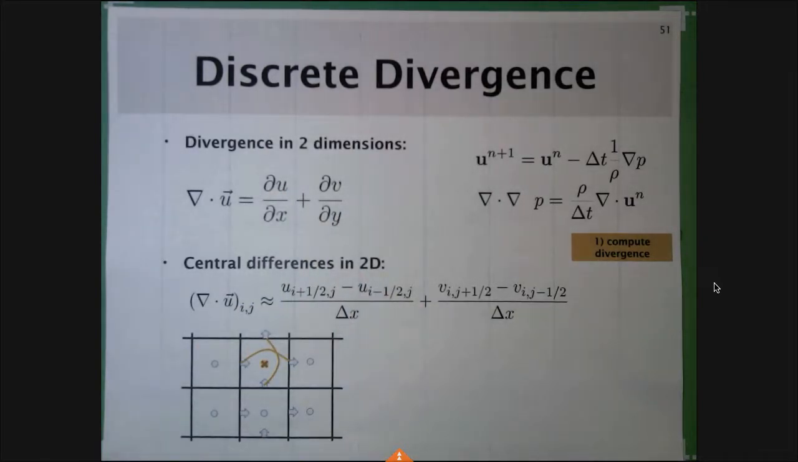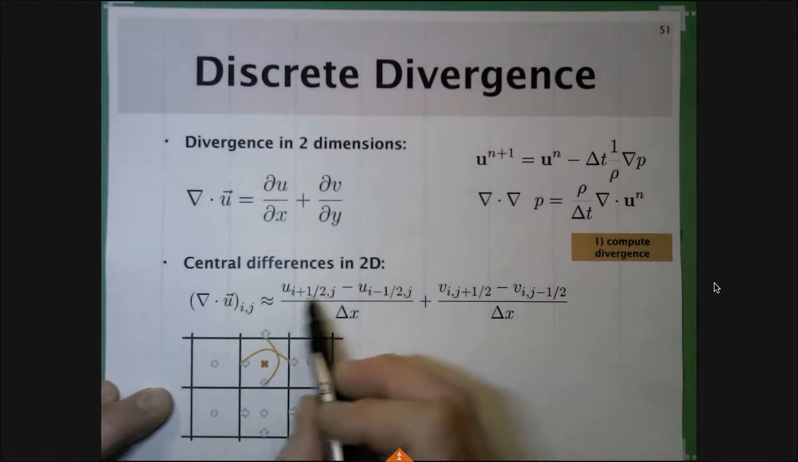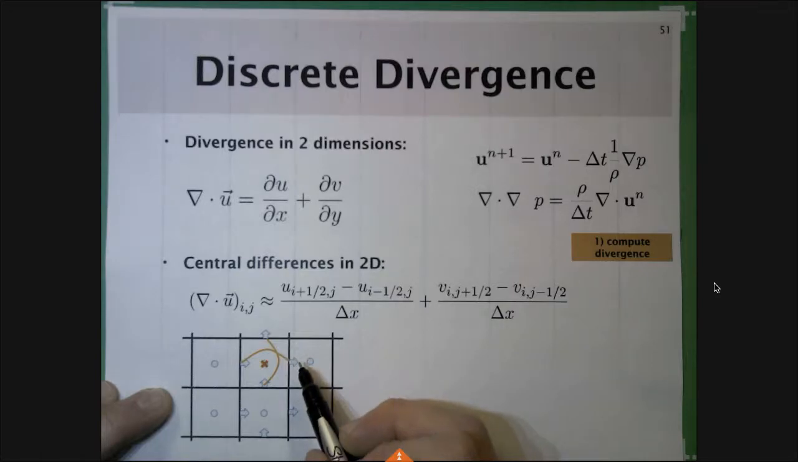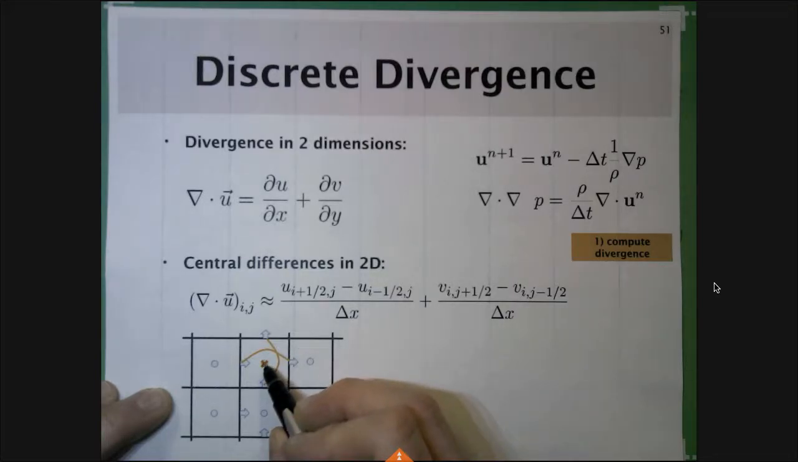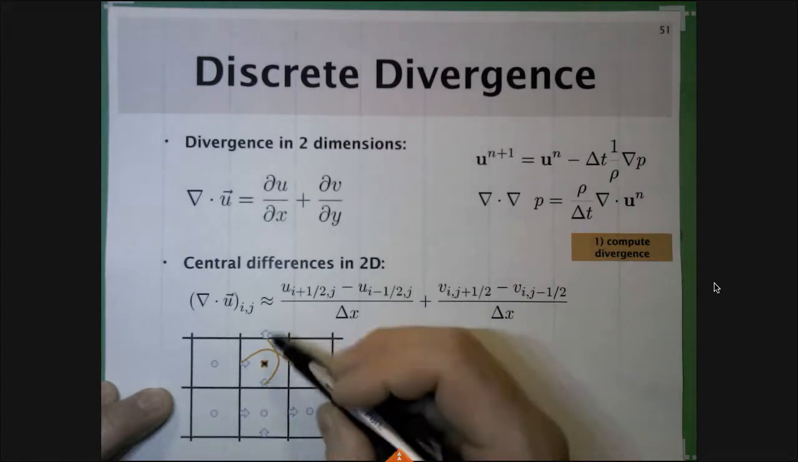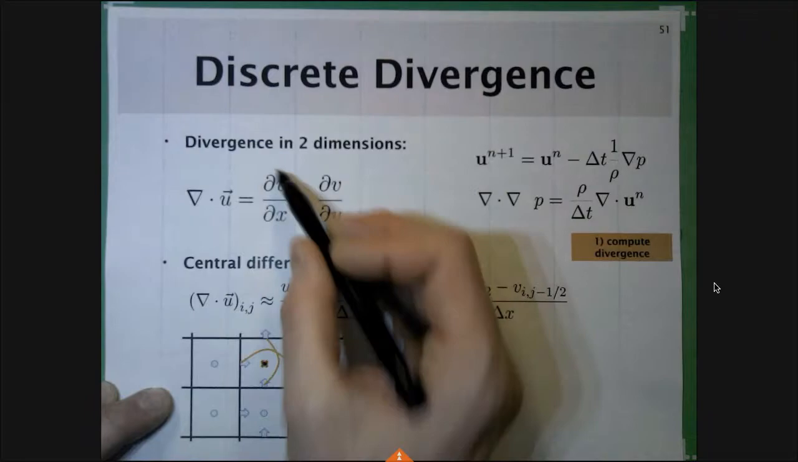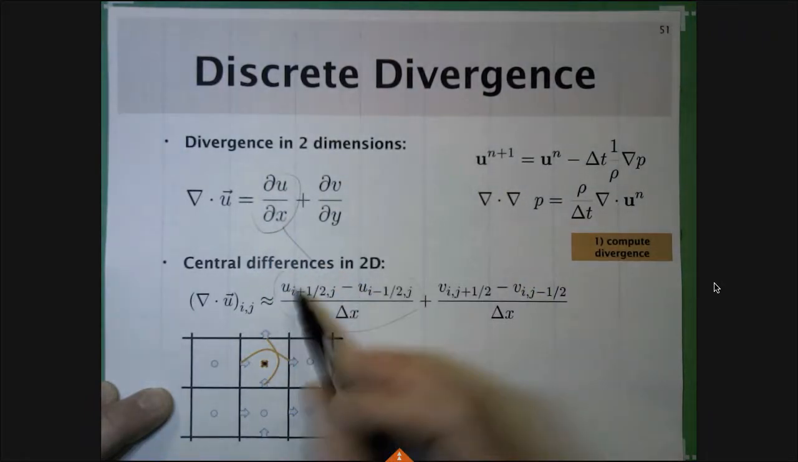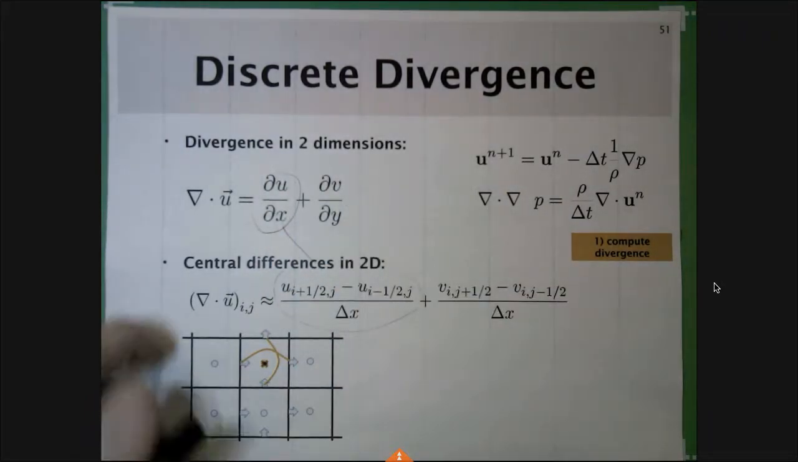And again, the MAC grid makes that really nice, because the u at i plus 1/2 and u at i minus 1/2 make it really easy to compute the divergence exactly in the middle of the cell. The velocities are just waiting to be differenced. This corresponds to the u component here, and this corresponds to the v component. If you sum them together, you get a discrete approximation of the divergence.